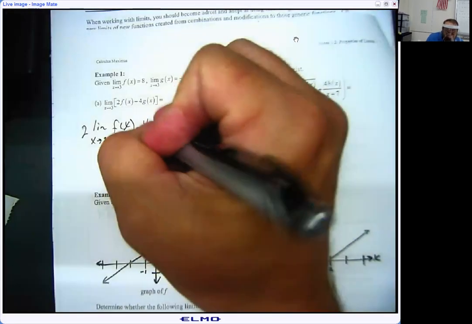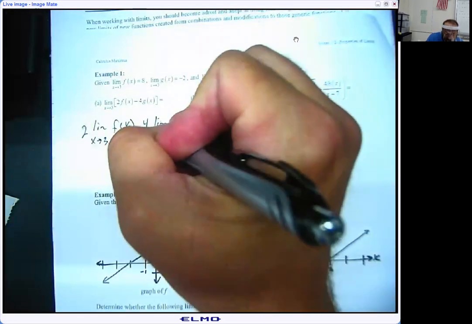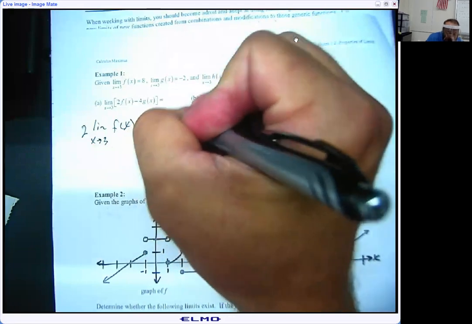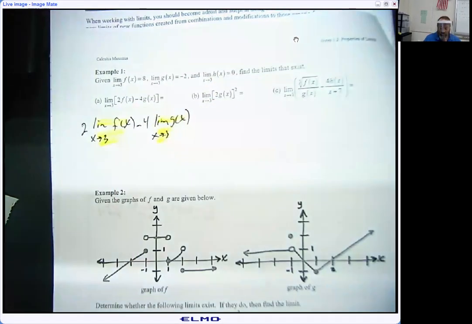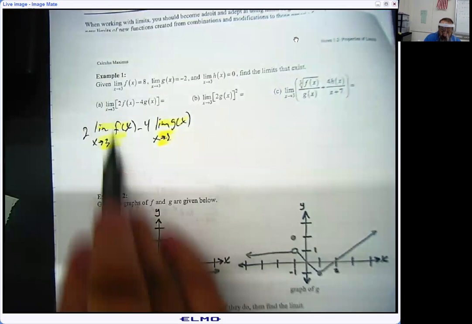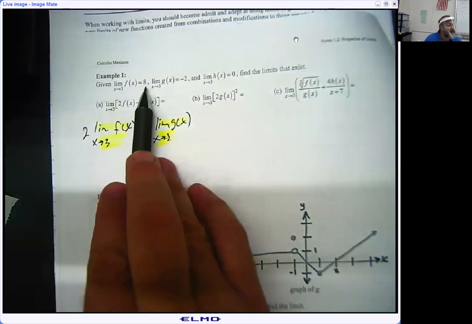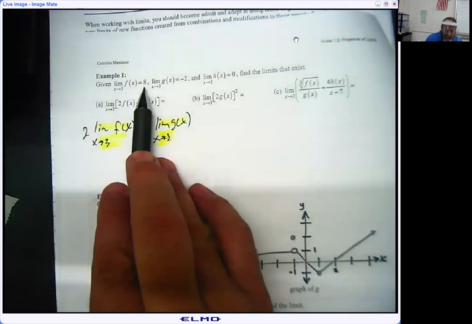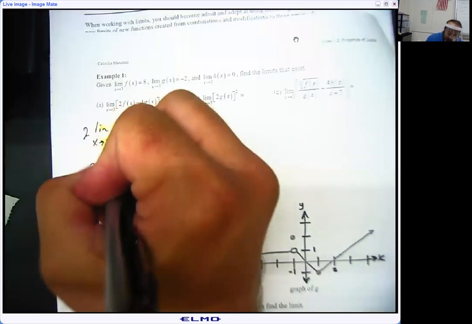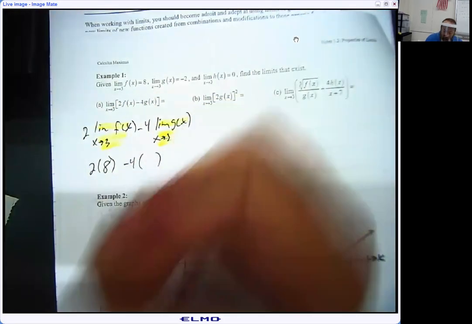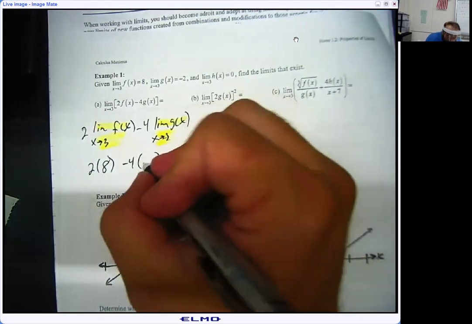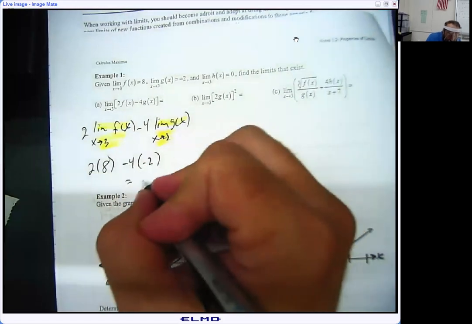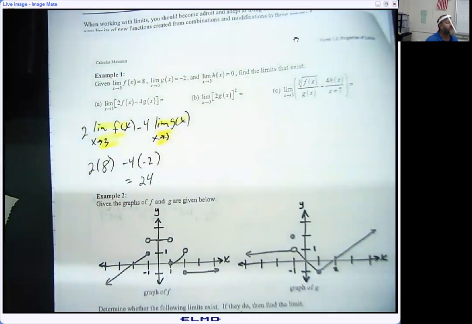Same way, I could say minus 4 times the limit as x goes to 3 of g of x. At this point, what do we know about those two pieces? Well, up here in the given information, the limit as x goes to 3 of f is 8. So I can remove that little piece of information and substitute 8 in. And in the same way, the limit as x goes to 3 for g is negative 2. And so I've got 16 and 8, which of course makes 24, which is not a big deal.